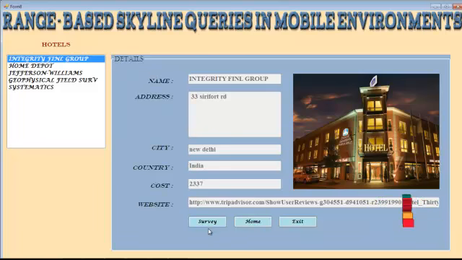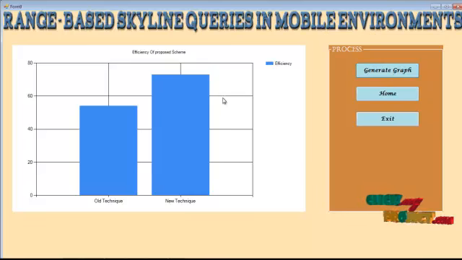Then we need to go for a survey. Here in this graph, we can see the efficiency of the older technique as well as our proposed technique. Our proposed technique includes the block-based weighting technique. Since we are using it, we can retrieve the information in the most efficient way.